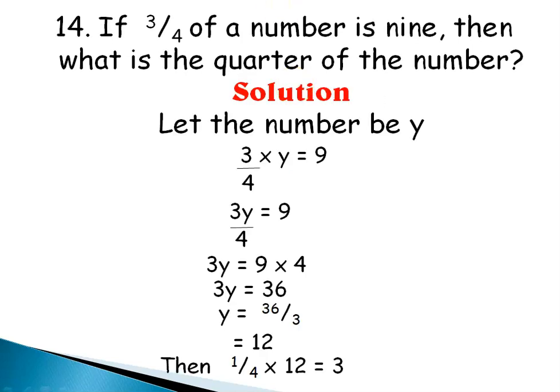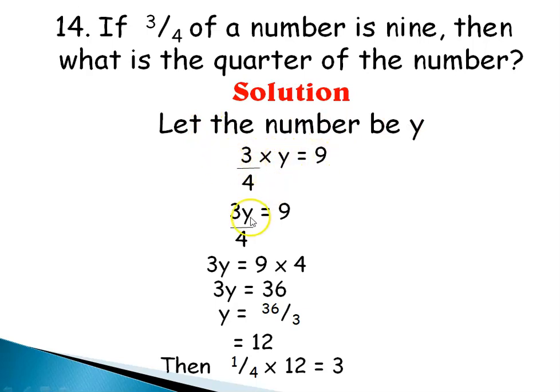Alright, question 14 says, if 3 over 4 of a number is 9, then what is the quarter of the number? You still know what quarter means. Quarter is 1 over 4. Let the number be y. We have to give the number a particular alphabet because we don't know what it is. It's unknown. So let the number be y. 3 over 4 of y. Of means multiplication. So 3 over 4 times y is equal to 9.